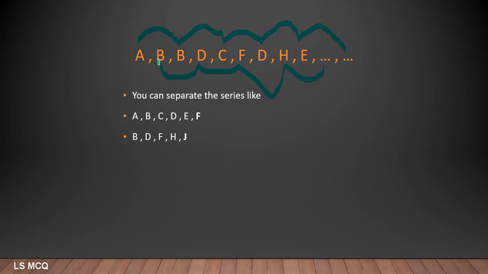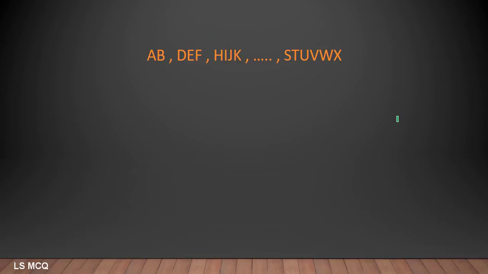From B it's C, D, from D it's E, F, from F it's G and H, from H it's I and J. So the answer is J. The next question: the answer is M, N, O, P, Q. If you look at the pattern, it's A, V. We have left one character and then D, E, F. So this is 2 characters, this is 3 characters. We have left one character and we have got 4 characters here.